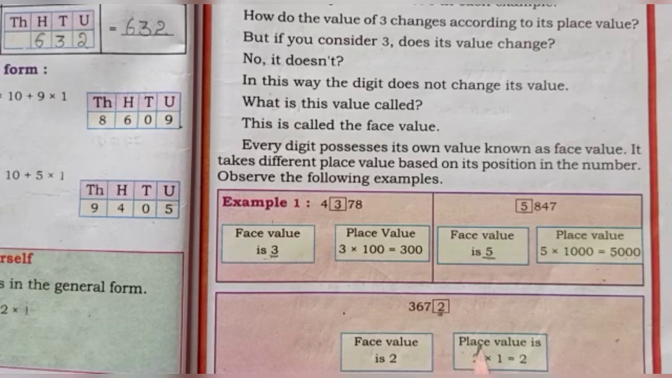So the place value of 2 is 2 units. And what is the face value of 2? Its face value is 2.